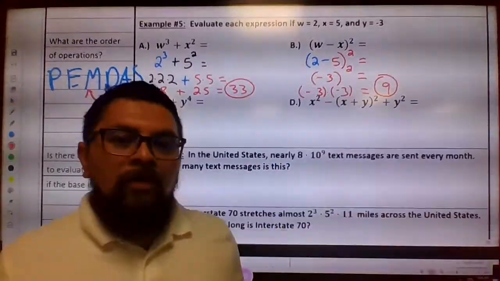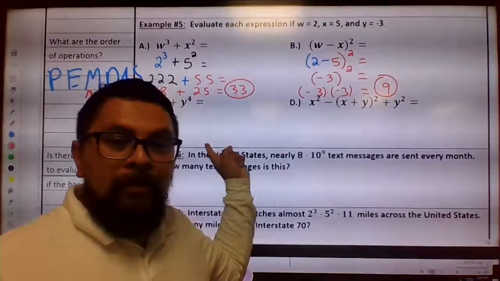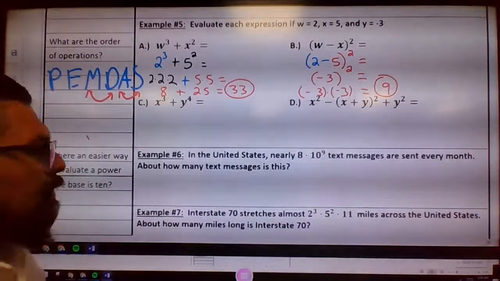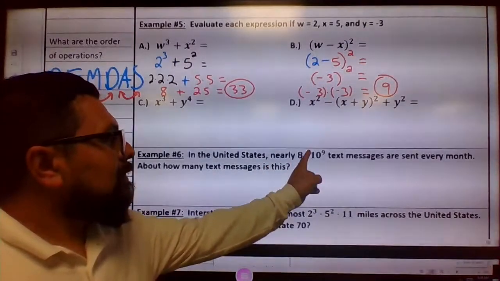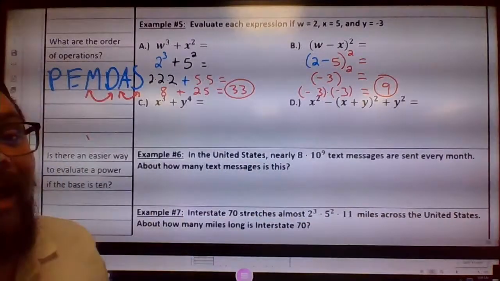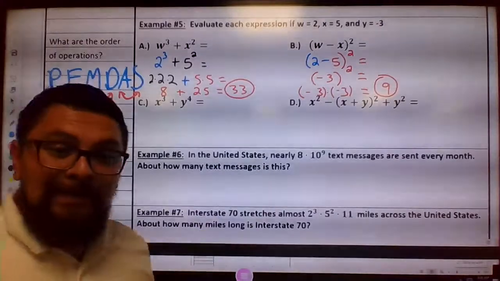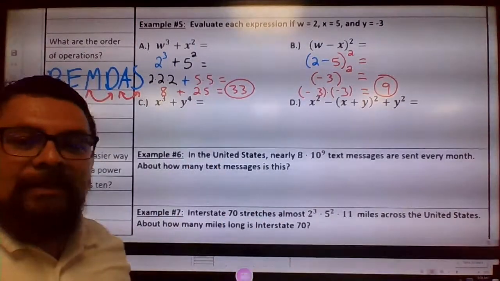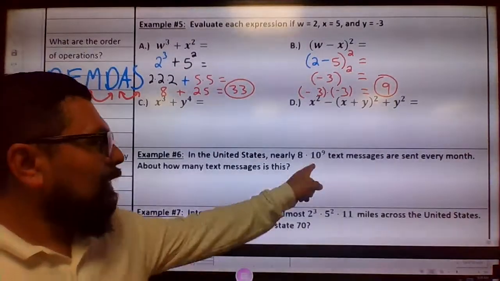All right. Let's go ahead and go on to example number 6. Hopefully you were able to get an answer here. Okay. Example number 6. So let's go ahead and read it. In the United States, nearly 8 times 10 to the ninth text messages are sent every month. That's a lot of text messages, okay? About how many text messages is this? So we know how to read like 1,000, 10,000, a million, or anything like that. But we don't really know how to read this.